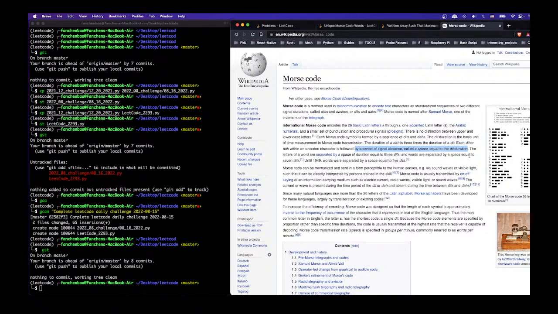Wait, hold on. I don't understand this. Each dit and da within an encoded character is followed by a signal absence. Oh, okay, so that is a 1 dit duration. Letters of a word are separated by a space of 3 dits. Got it. And the words are separated by a space equal to 7 dits.